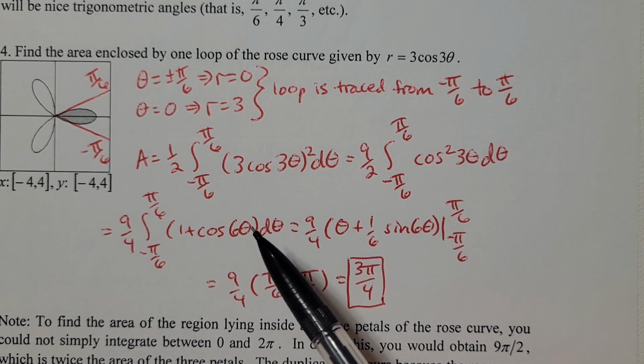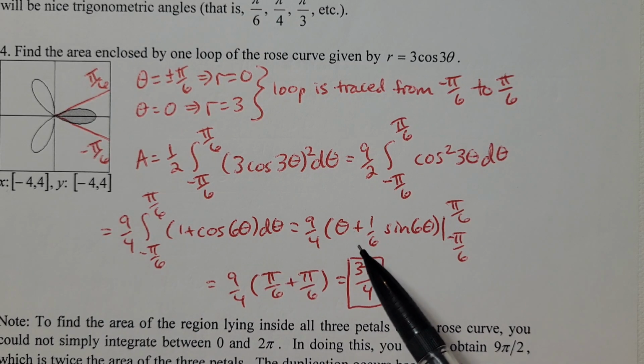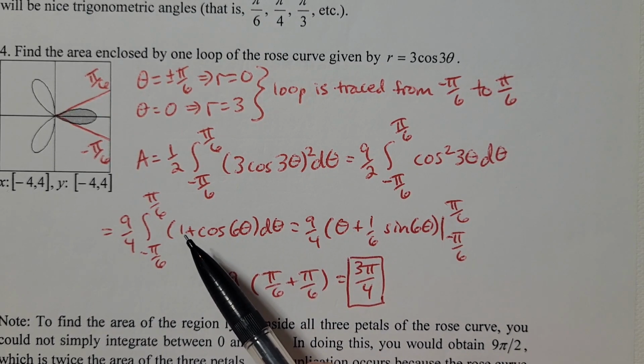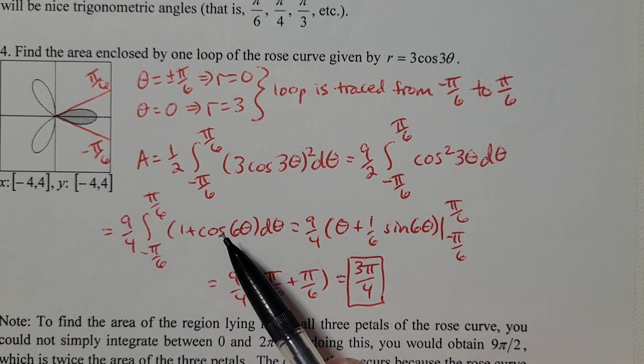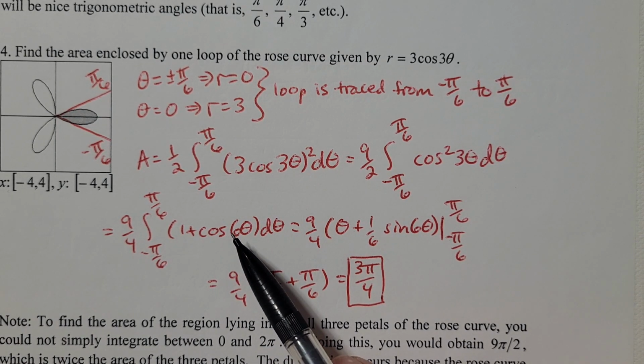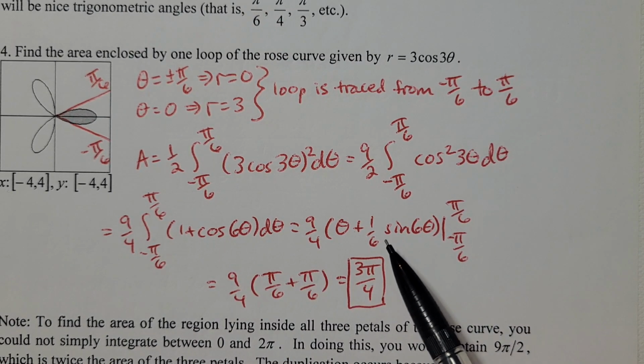Using that power reducing formula, I can now get the antiderivative. So the antiderivative of 1 is theta, plus the antiderivative of cosine 6 theta, that'd be sine of 6 theta divided by 6. Okay, you plug in the bounds next.